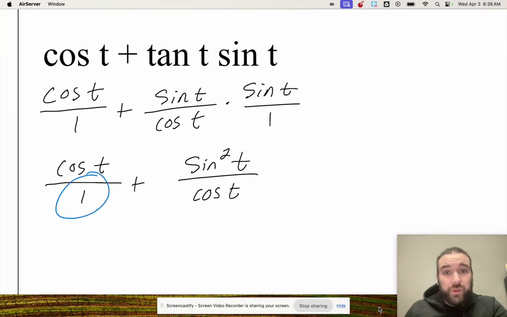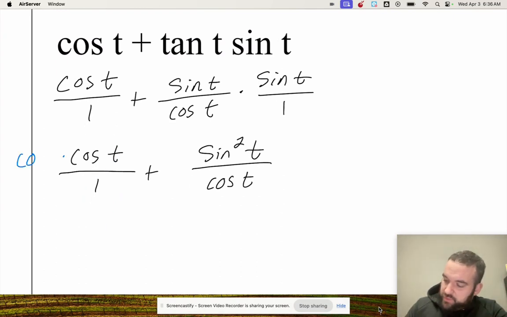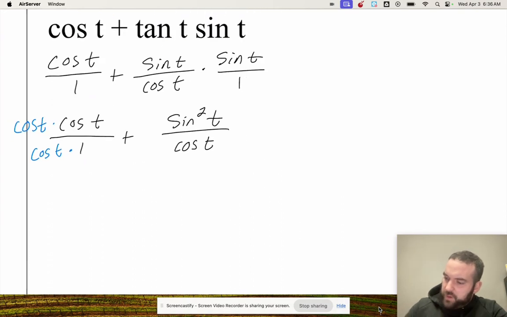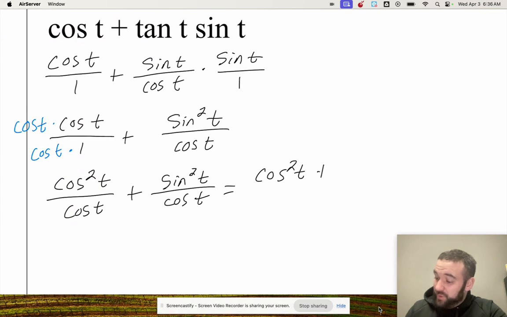A denominator of 1 is really nice algebraically to deal with because I can turn 1 into anything. So what I'm going to do is I'm going to multiply the top and bottom of this expression by cosine. And so what that will give me now is that first fraction can be written as cosine squared over cosine. And then my second fraction is sine squared over cosine. Cosine squared plus sine squared. We already know that that is equal to 1.